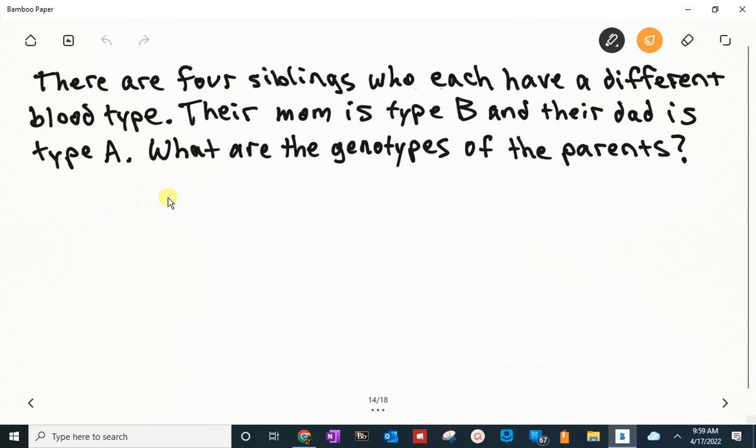So there are 4 siblings who each have a different blood type. Their mom is type B, and their dad is type A. What are the genotypes of the parents?